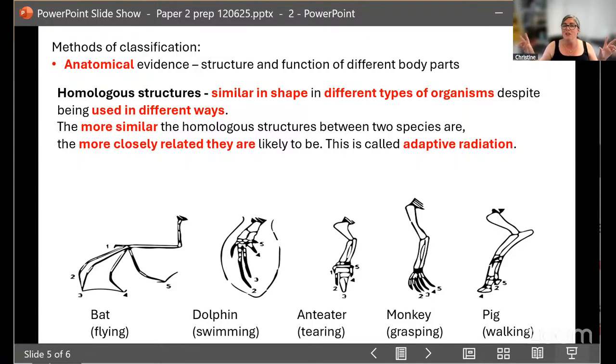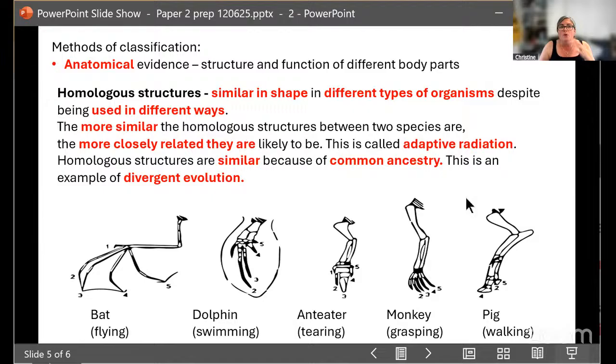So the bat's second, third, and fourth digits are much longer than the first digit. And that's where the membrane attaches, which gives them the ability to wing, to be able to fly, and gives them their wings. So therefore, homologous structures are a way in which we are saying they are similar because of common ancestry. So therefore, we are showing divergent evolution. If we are looking at these organisms, and you should hopefully know that all of these will be classified as being mammals, they have evolved from a common ancestor because they have very specific structures like that.